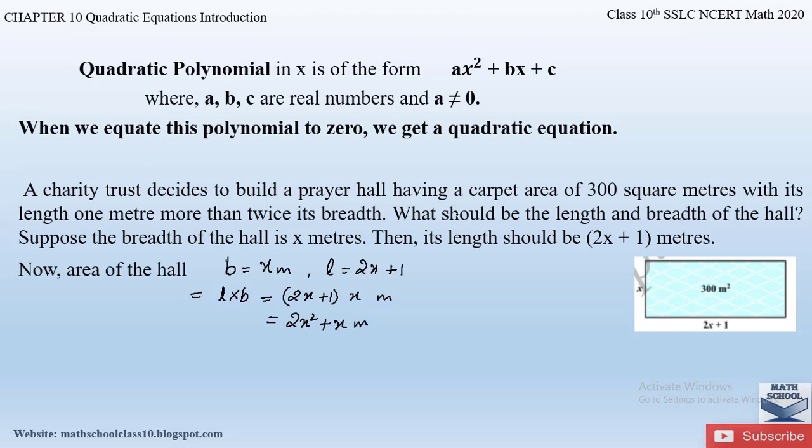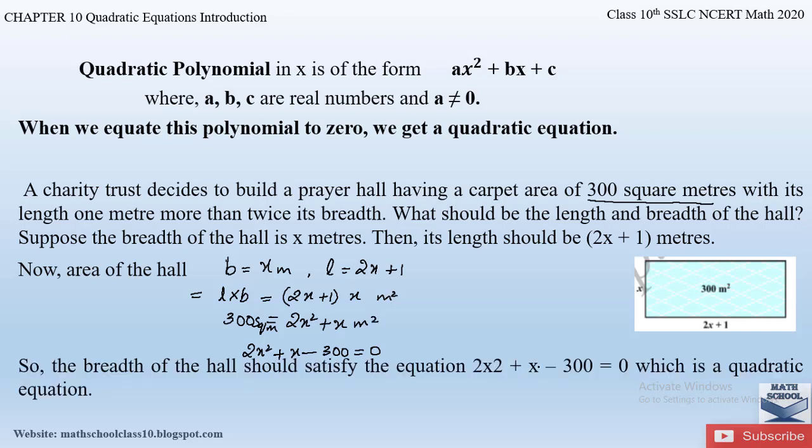But here in the question they have also said the prayer hall having a carpet area of 300 square meters. So the total area is equal to 300 square meters. So we have to equate this equation equal to 300 square meters. Therefore the equation will become 2x square plus x minus 300 equal to 0 if we send this 300 to the right hand side. This is meter square.